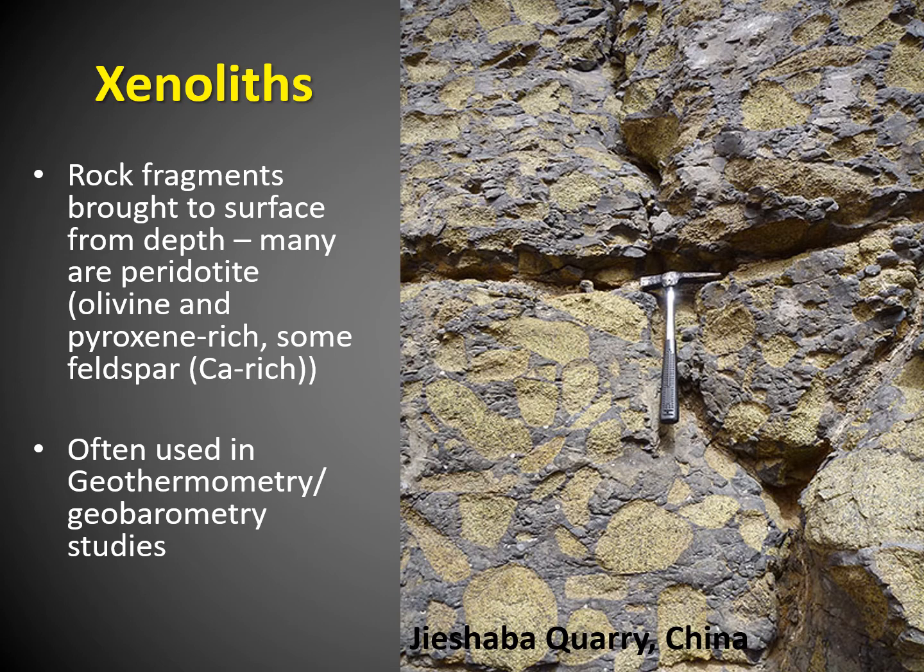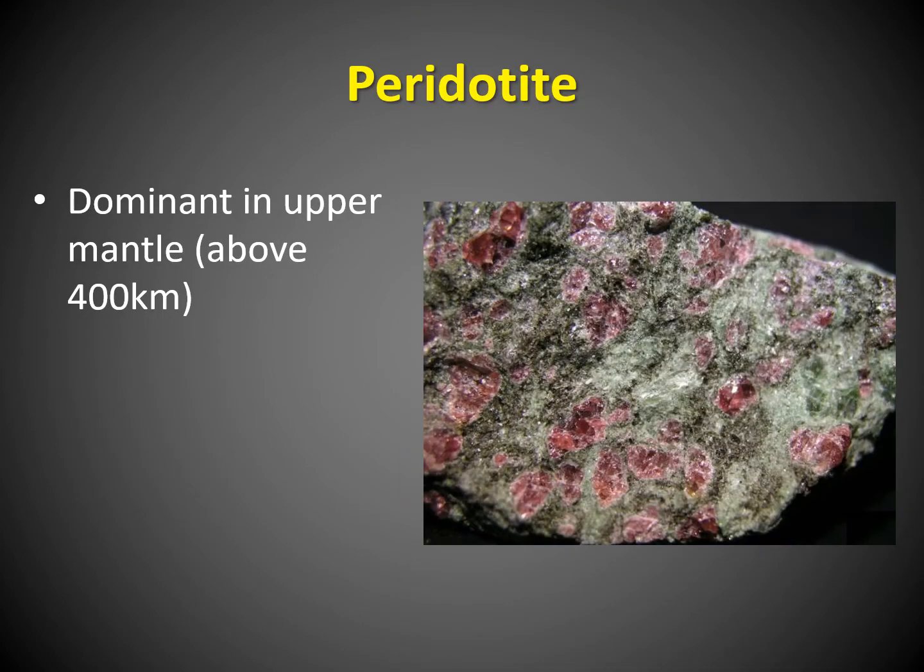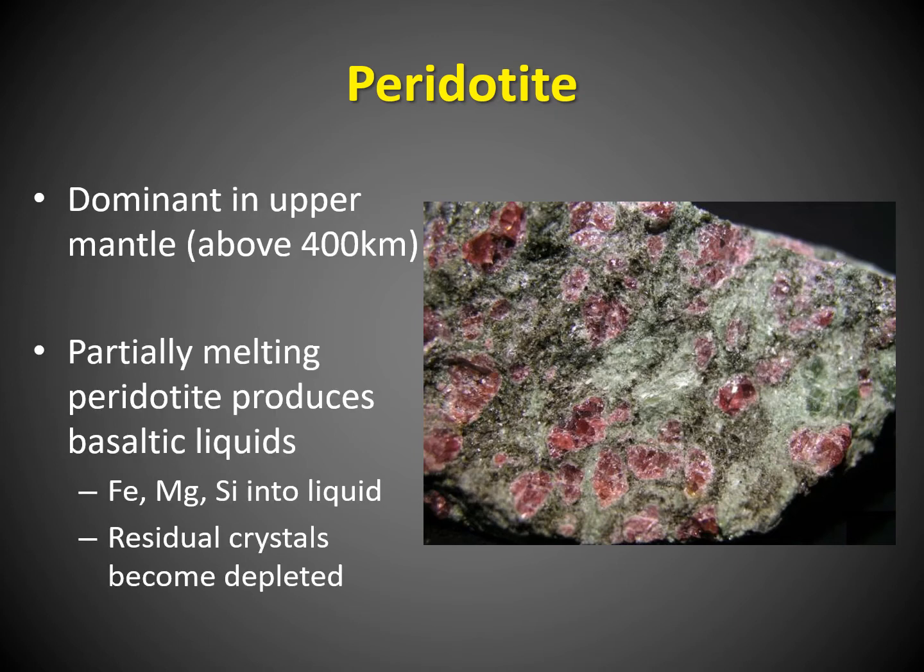So here's a shot of another variety of peridotite. This one's a little more garnet heavy, as you can see. But we know this is dominant in the upper mantle above 400 kilometers in depth. Olivine rich, pyroxene rich, garnet rich. So these are three primary phases. Now, if you completely melted this stuff and let it crystallize down deep, you get the same stuff.